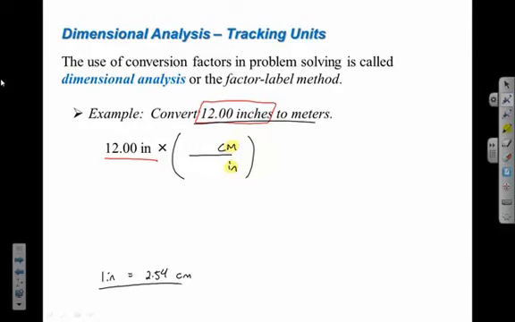Then I'll need a second conversion, because ultimately the question is asking about meters. So I'll need another relationship, and I'll have to set that up between centimeters and meters. And again, I have to make the top and the bottom equal, so I'm multiplying by 1 and not changing the amount, just changing the units. So I want the relationship between meters and centimeters. How do I figure that out?